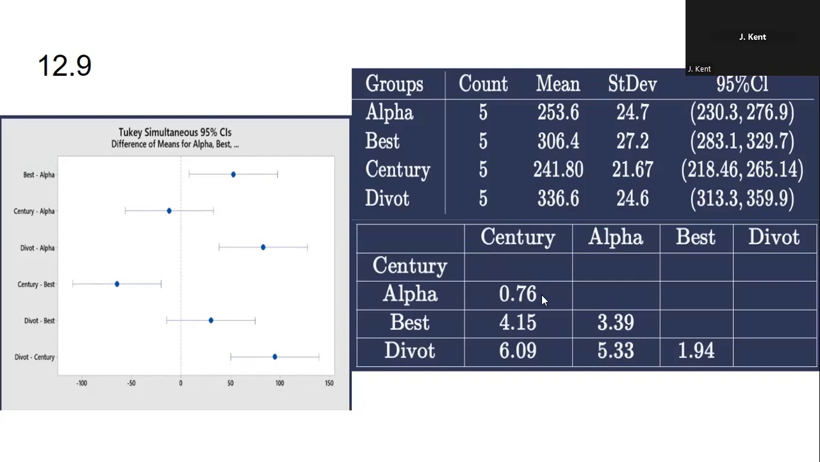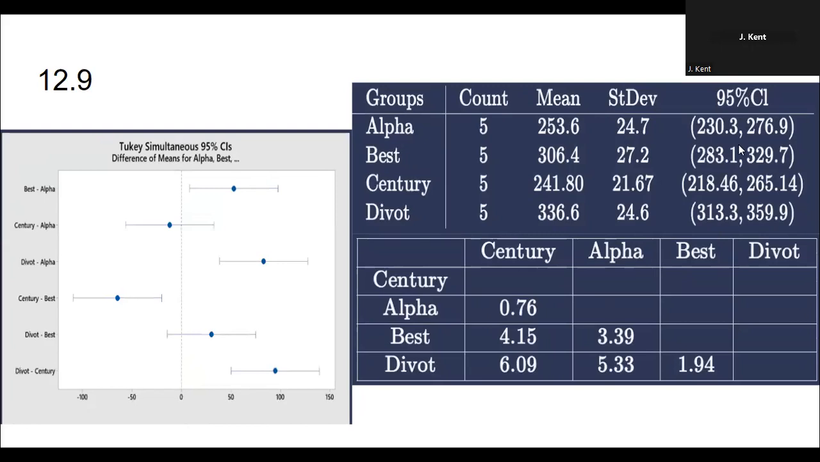Now, this chart right here shows calculations that were made. It's basically our output. And this chart over here is basically our final graph showing our count, mean, standard deviation, and our 95% confidence interval.